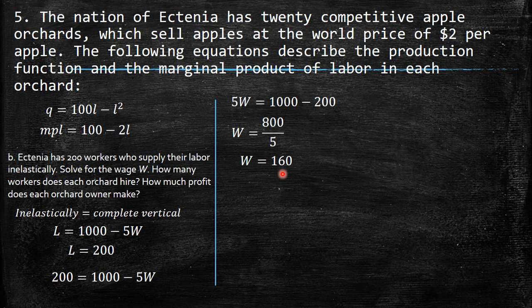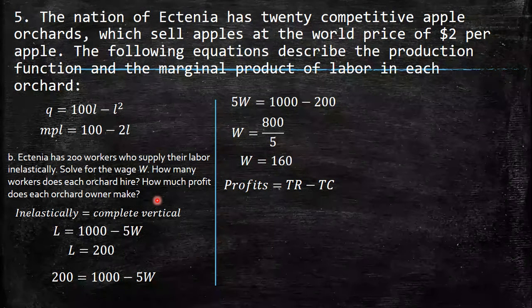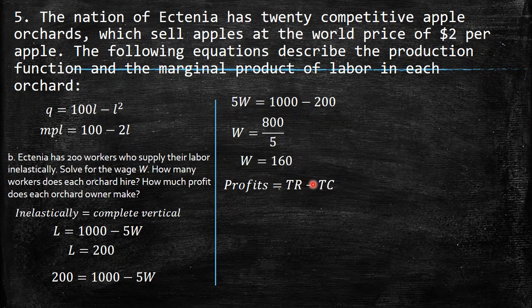Then, how many workers does each orchard hire? We will see that. And then how much profit does each orchard owner make? Let's do this one first, and then we will go back to the other. Here this is the profit: total revenue minus total cost. Then the market profit is price times Q, uppercase, minus L, the total workers, times the wage. Here we know that L is 200, and remember that we have 20 owners, right? So each one should hire exactly 10.